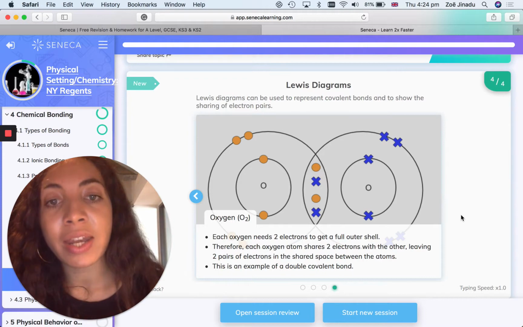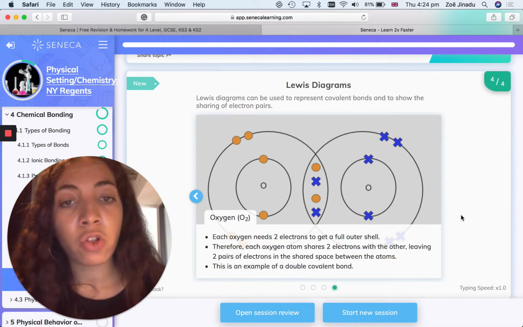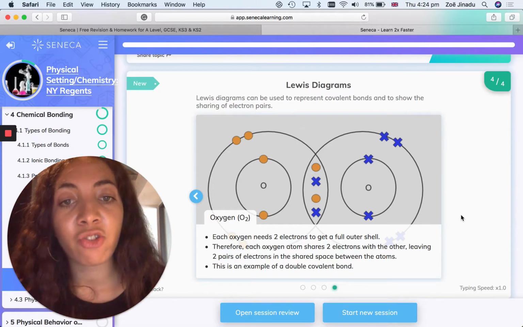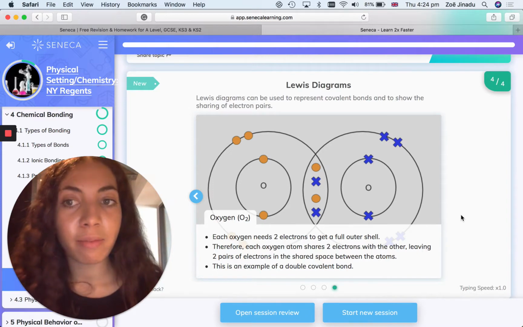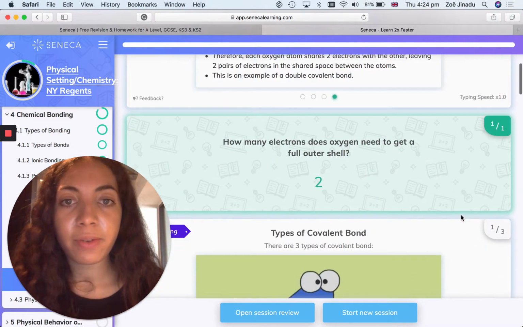Each oxygen needs 2 electrons to get a full outer shell. Therefore, each oxygen atom shares 2 electrons with the other, leaving 2 pairs of electrons in the shared space between the atoms. This is an example of a double covalent bond.